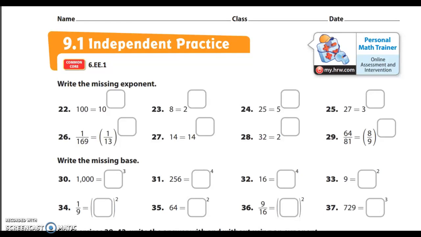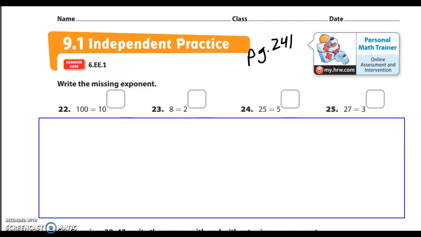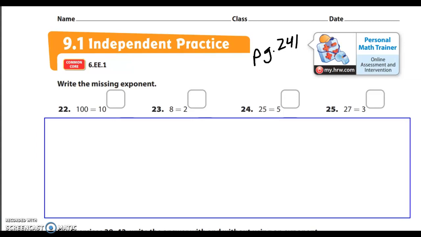We're on the 9.1 Independent Practice. This is page 241. I'm going to use the whiteboard on these types of problems. A lot of kids are going to be tempted to do these mentally, which I understand. I would be too if I was a student. But it's really easy to mess these up.